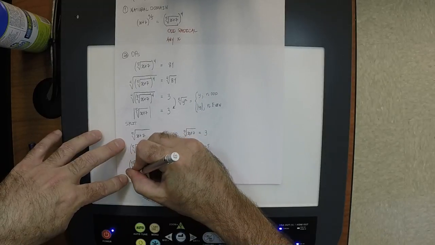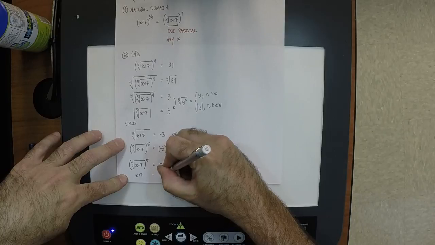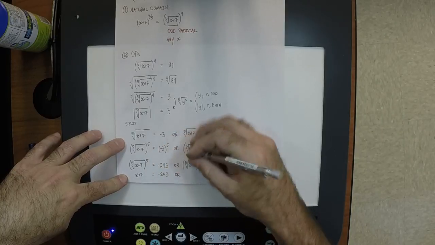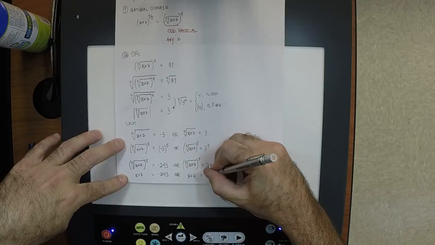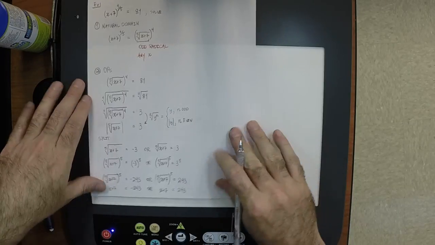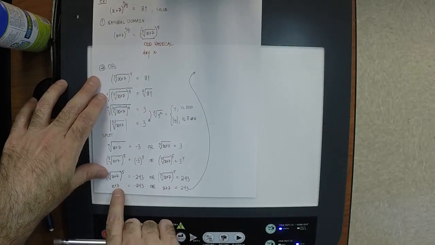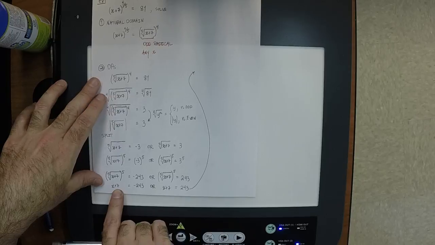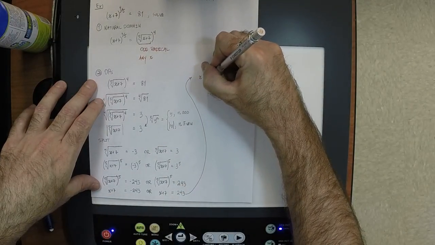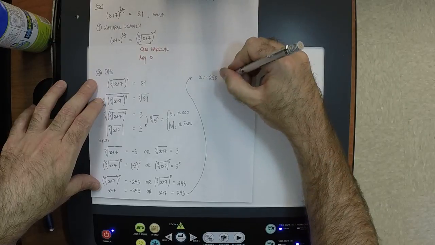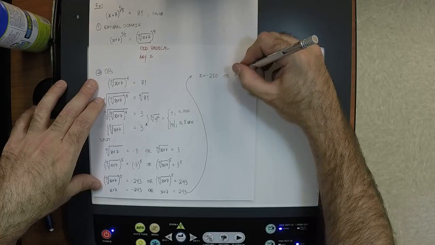So this is x plus 7 is negative 243, or x plus 7 is 243. So how do we solve for x for this one? Subtract 7. So x is negative 250. And then same for the other one, 236.